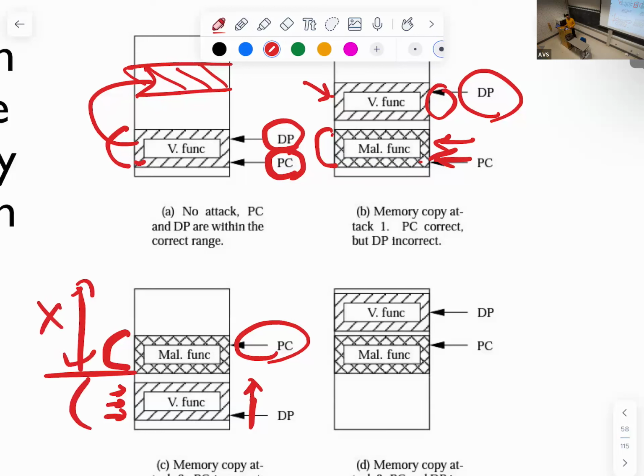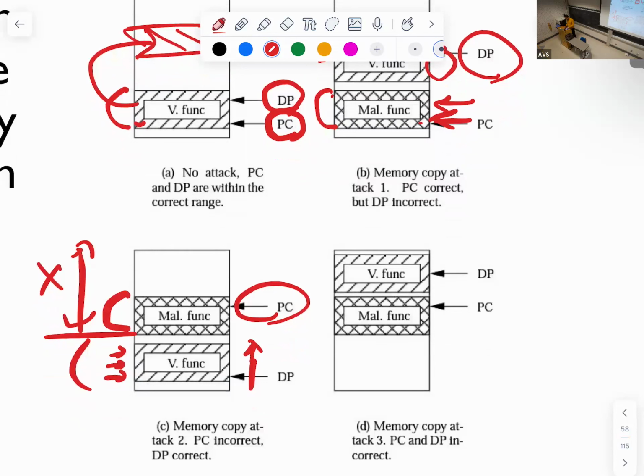I just do attestation for this part. So the adversary has much easier time to do the attack. And lastly, I can do basically all together. So I can move the malicious function to somewhere else. I can move the verification function to somewhere else as well. So neither my PC nor my DP, the data pointer, is correct. So both of them are at different places. Okay. Does all the three make sense to you?